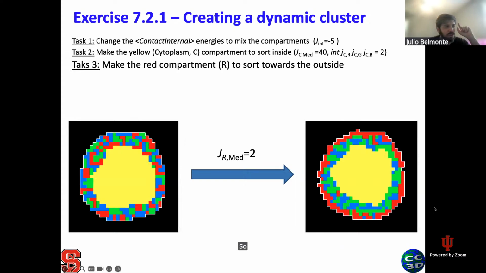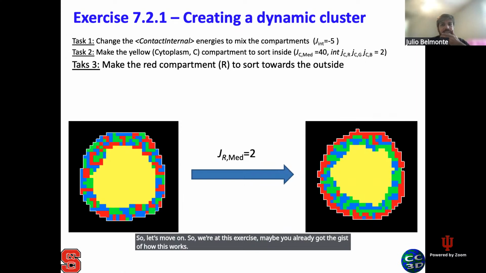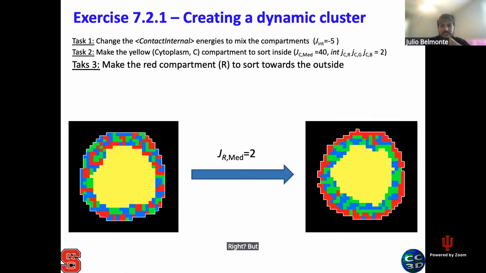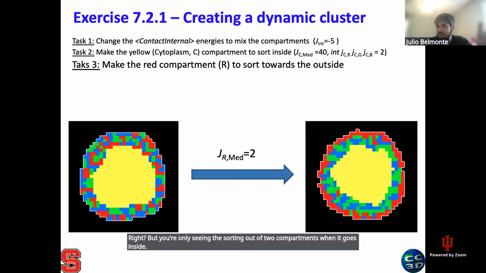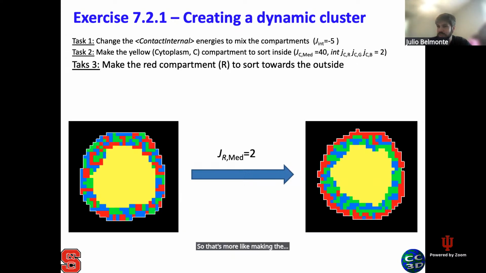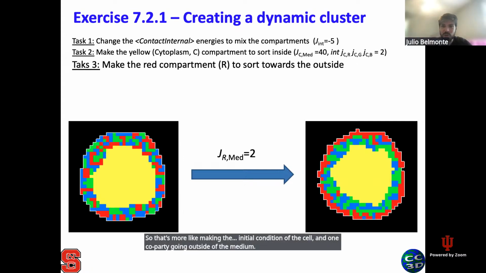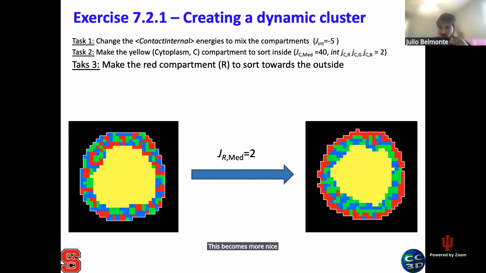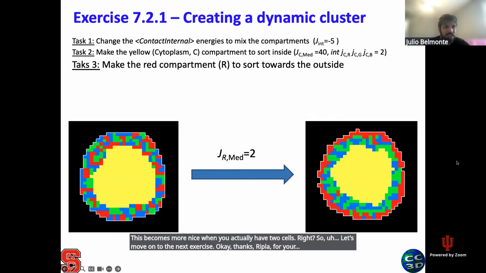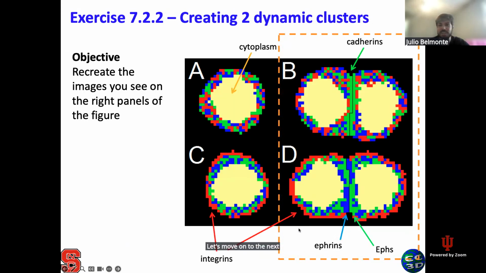So let's move on. We read this exercise, and maybe you already got the gist of how this works. But you're only seeing the sorting of two compartments going inside, which is more like making the initial condition of the cell, and one compartment going outside to the medium. Things become nicer when you actually have two cells. Let's move on to the next exercise, where we try to produce panels B and D here.